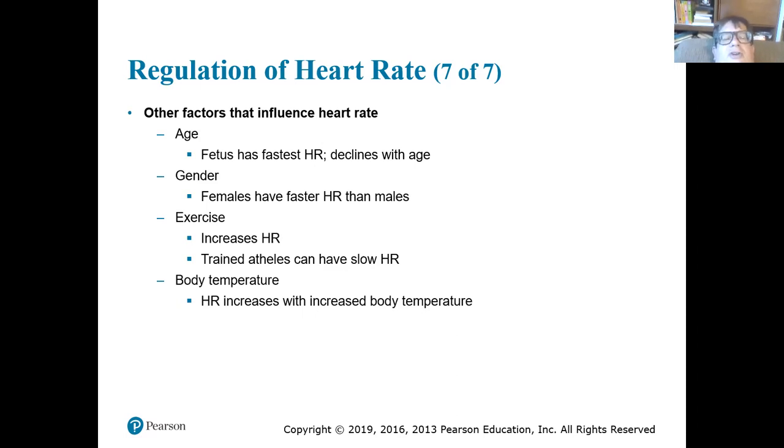If you're exercising, your heart rate goes up, but trained athletes who do it all the time have a slower heart rate because their heart becomes more efficient. If your body temperature goes up, your heart rate is going to go up. The reason is you're trying to cool off by opening up all the capillary beds, and your heart pumps harder to push the blood through all those capillary beds close to the skin so that it's easier to cool off.